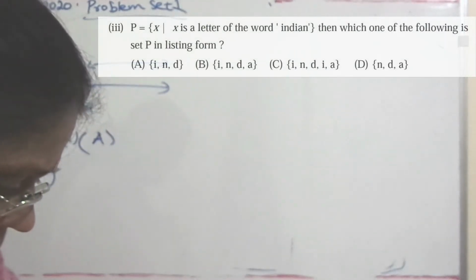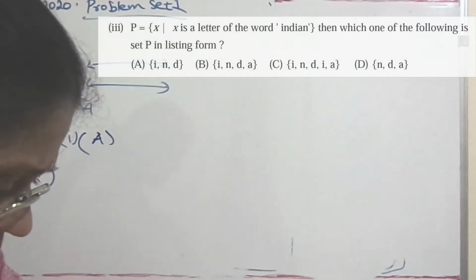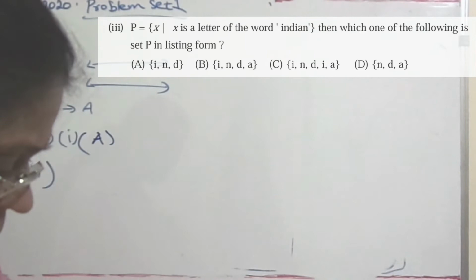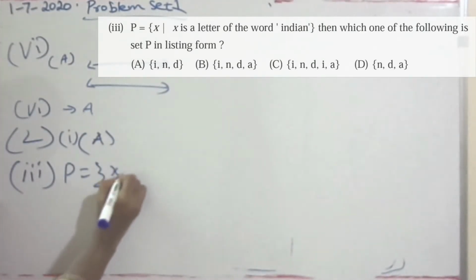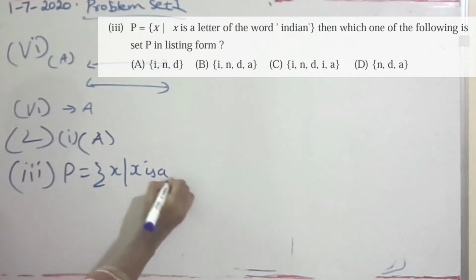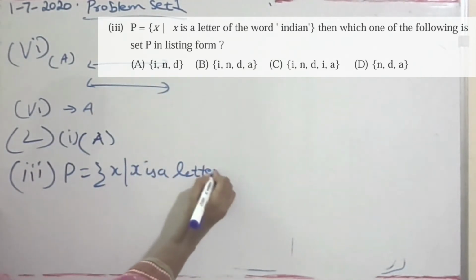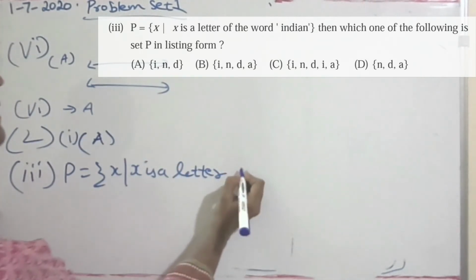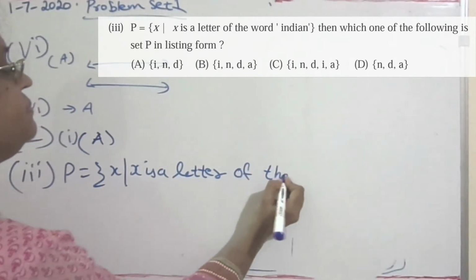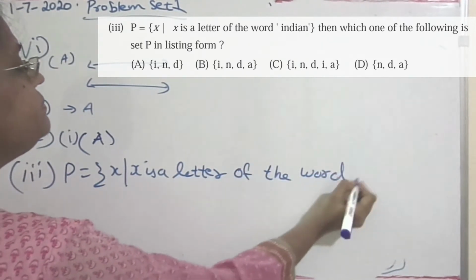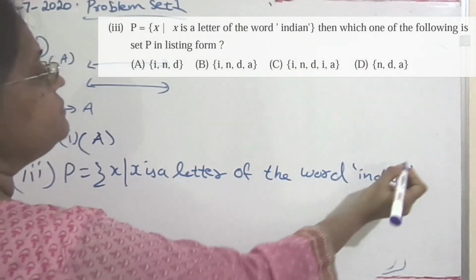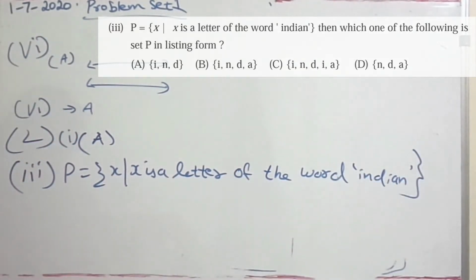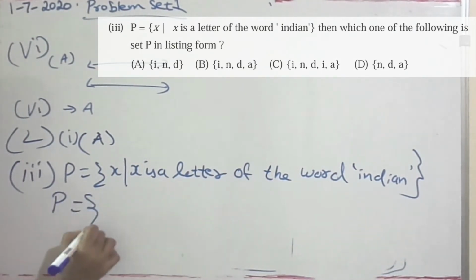P is equal to {X such that X is a letter of the word Indian}. Which one of the following is set P in list form? So let me write the question first. X is a letter of the word Indian. Okay. Now let us list the set. P is equal to.